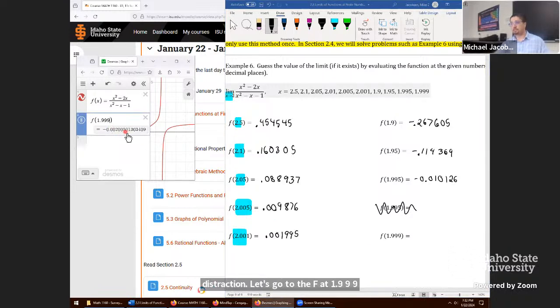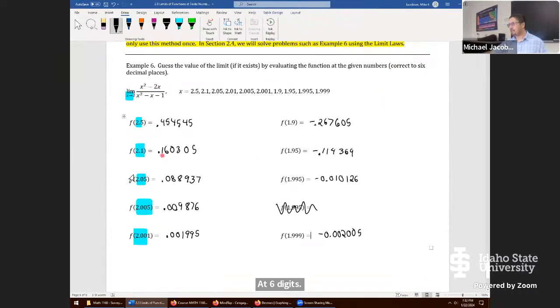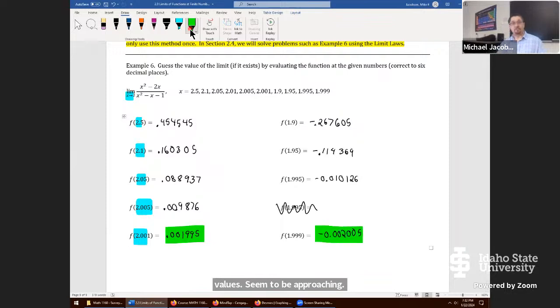At 1.999, yeah, that's pretty close to 0. Negative 0.002005. That's 6 digits. So now we can kind of zoom out on this. Here's what happened when we evaluated functions around 2, getting closer and closer to 2. All of the output values seem to be approaching 0. And I really have to say seems to be approaching 0. It's perfectly conceivable that the right function is actually approaching, maybe it's 0.0005678, something random like that. Functions can do just about anything.